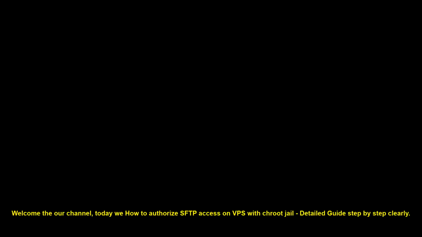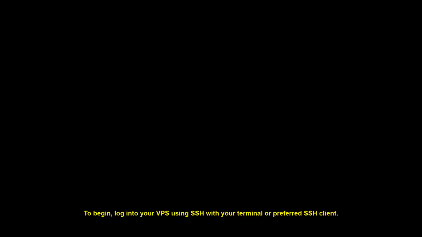Welcome to our channel. Today we show how to authorize SFTP access on a VPS with a Chroot jail, a detailed guide step by step, clearly. To begin, log into your VPS using SSH with your terminal or preferred SSH client. Ensure you have root access or the necessary permissions to make changes.